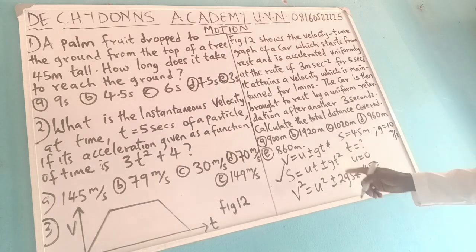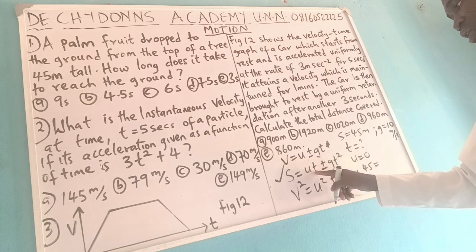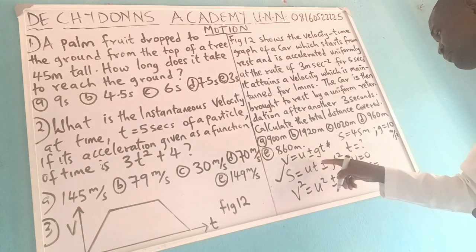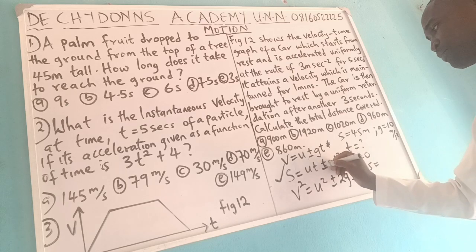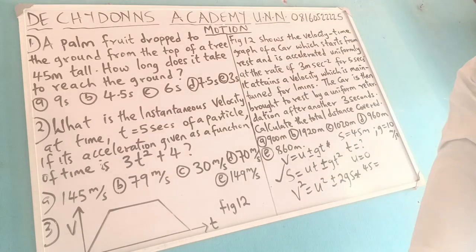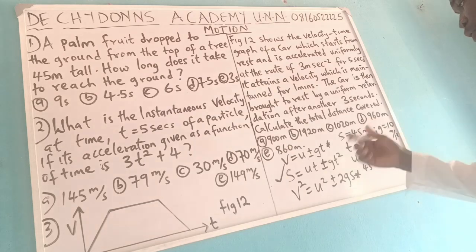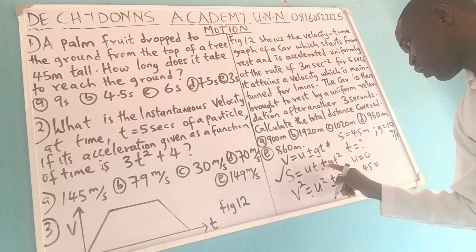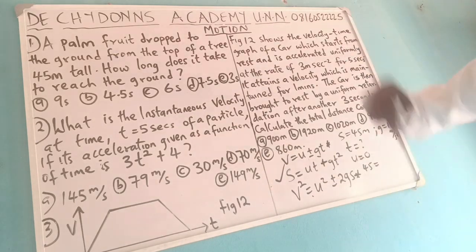And so we now say 0 times t is 0. Then we only have plus. We say we are using plus because it is falling from the top. We will be using plus. That is s equals to what? Plus, because it's falling from the top.